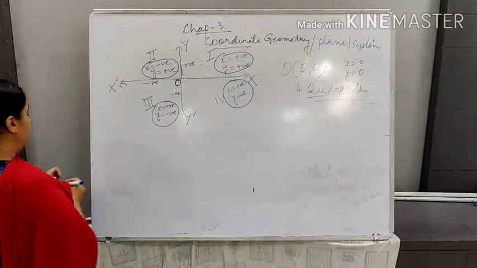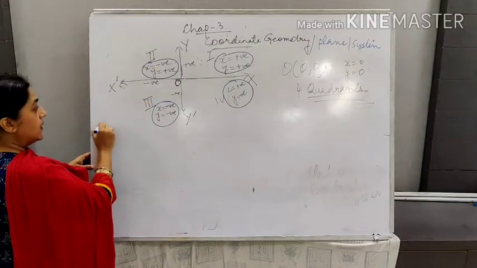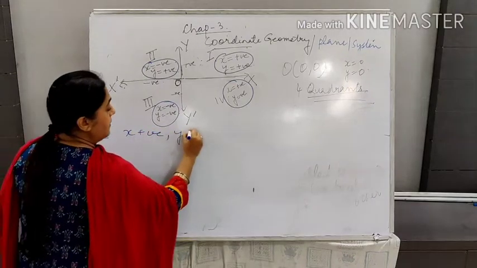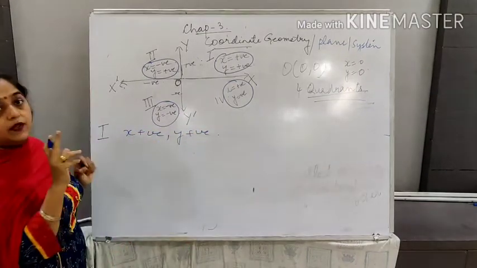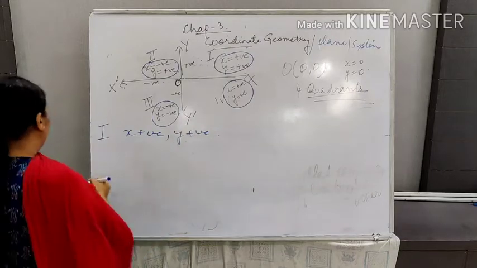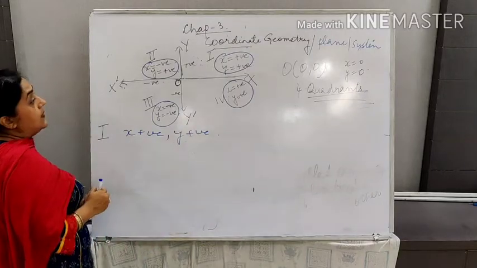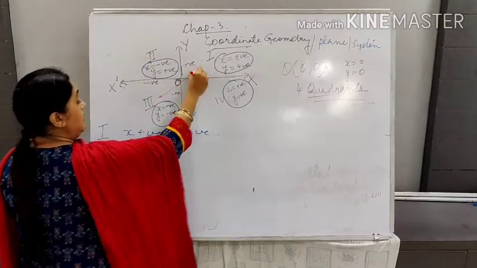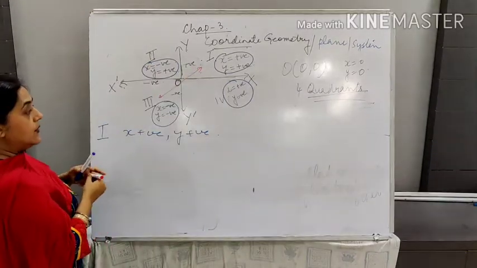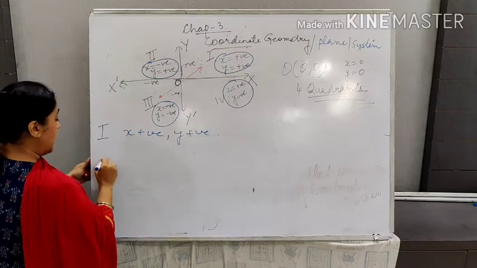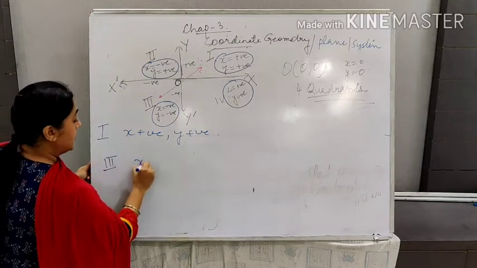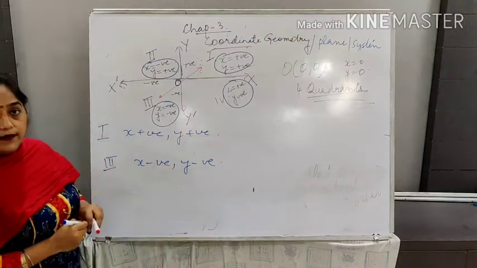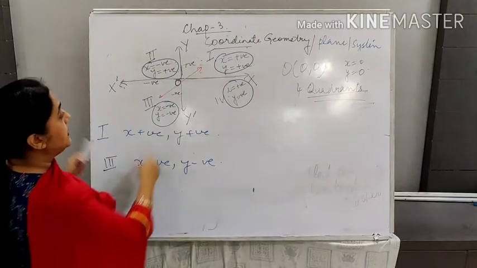Right? How to remember this thing? When I am talking about the first quadrant, x positive, y positive. In the first quadrant both are positive. And can you see which quadrant lies opposite to the first quadrant? The third quadrant. So in the third quadrant, everything from the first will be the opposite. That means here x will become negative and y will also become negative.